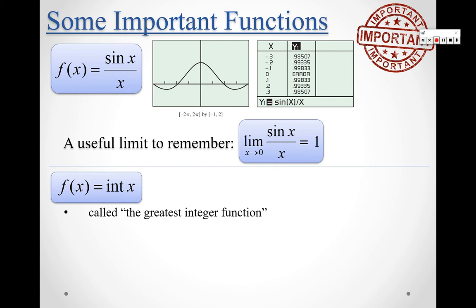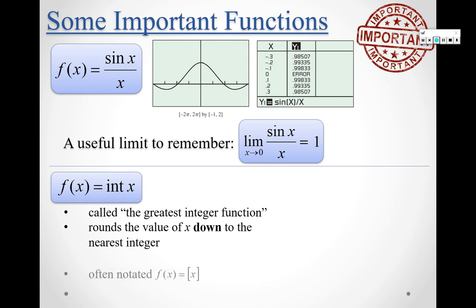Okay, f of x equals int x. It's called the greatest integer function. It rounds the value of x down to the nearest integer. So what the int function does is it takes 3.7 and makes it 3. It doesn't round the way you were taught to round. You were taught to round to the closest thing. That makes sense if someone says, here's $3.70, and you want to know the closest dollar, which is 4. Int's more like, what's the biggest thing you can buy? If you've got $3.70, you don't have $4. You've got $3. That's what you can spend, and that's what int does. It rounds it down to the nearest integer.